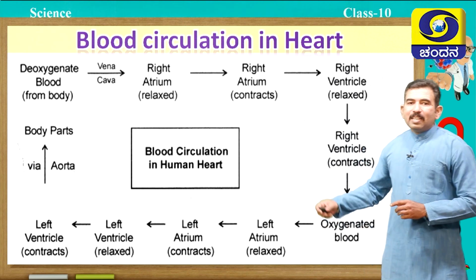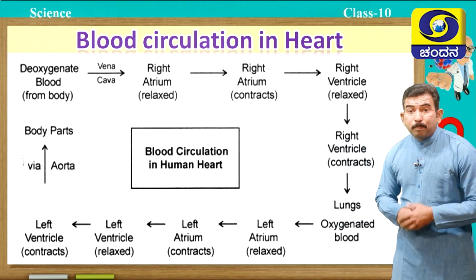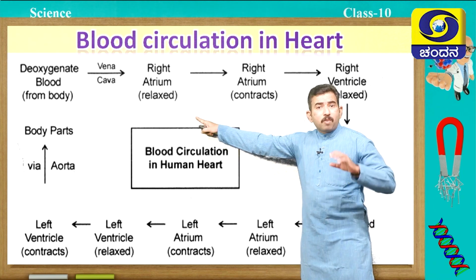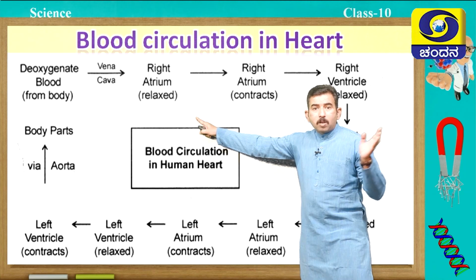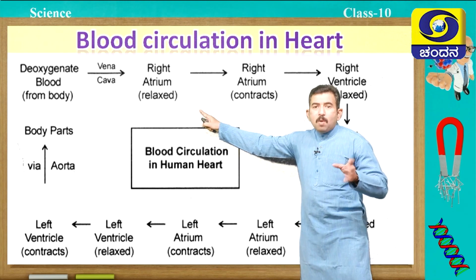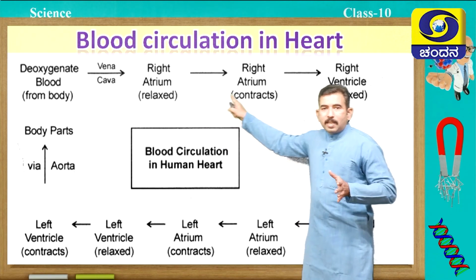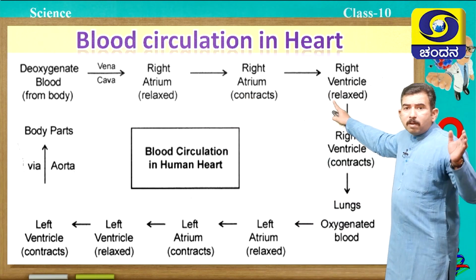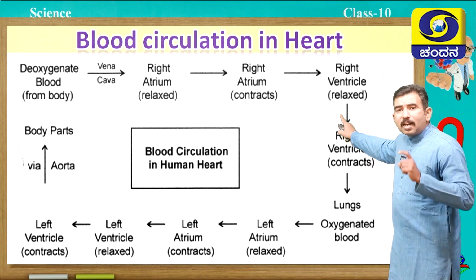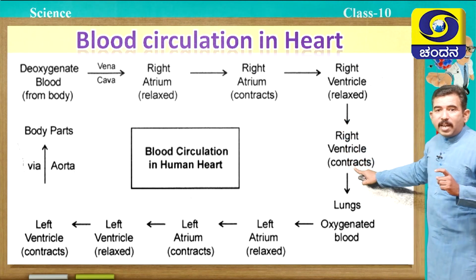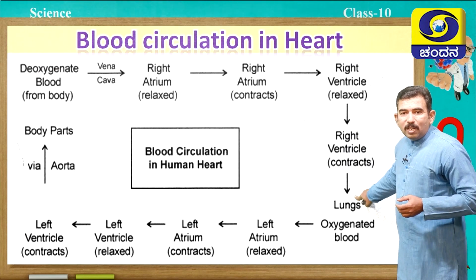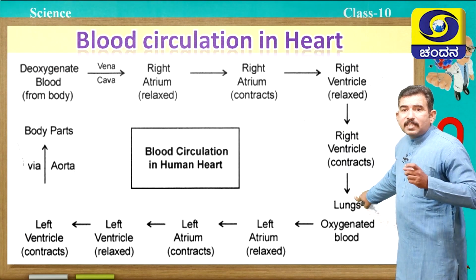Okay. Now again, let us summarize the circulation of blood in our heart. You can observe here, deoxygenated blood from different parts of the body is brought by the superior vena cava and inferior vena cava, and it is received by the right atrium. When it receives the blood, it relaxes. Next, the right atrium contracts, the blood pours into the right ventricle, and now the right ventricle is relaxed, and when the right ventricle contracts, blood with high pressure enters the pulmonary artery and goes into the lungs, where again it gets oxygenated.